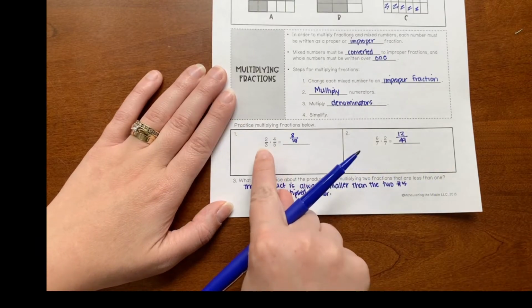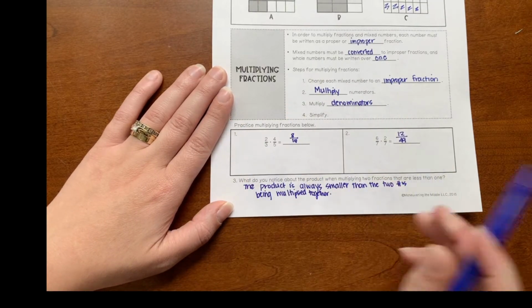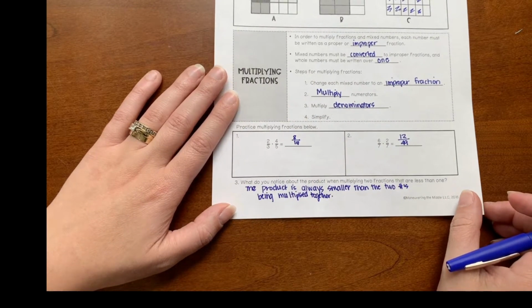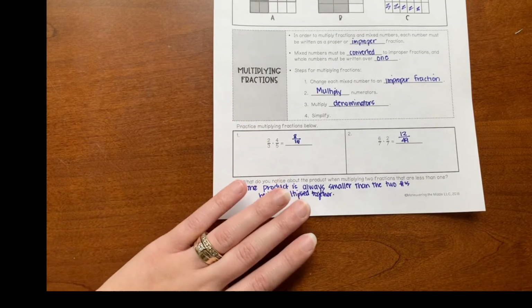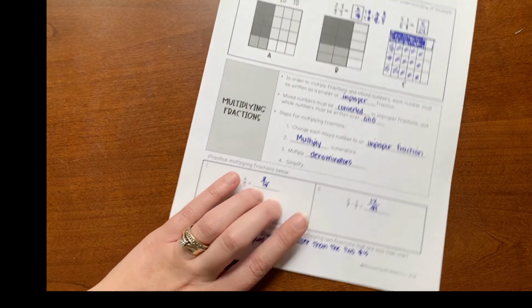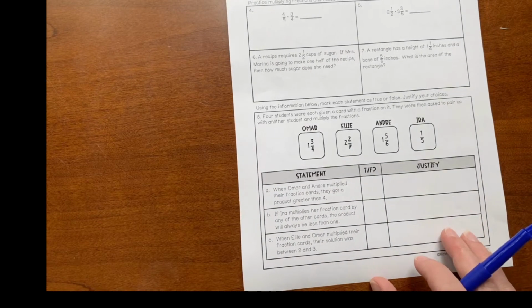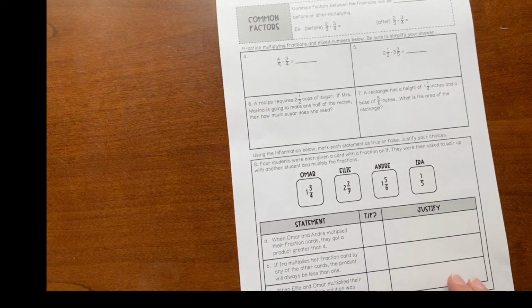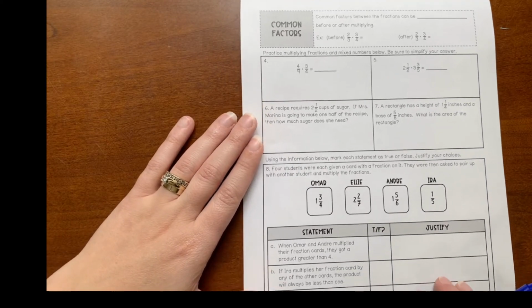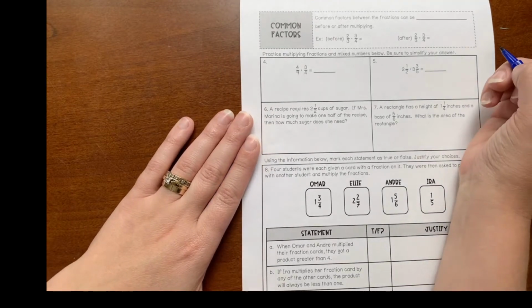So our fractions are never going to be larger than the independent ones we're multiplying by. Let's turn it over to the back and continue multiplying fractions. So now we're going to talk about common factors. This is going to be a method we can use to help us simplify our fractions.